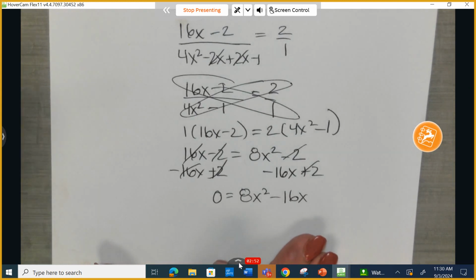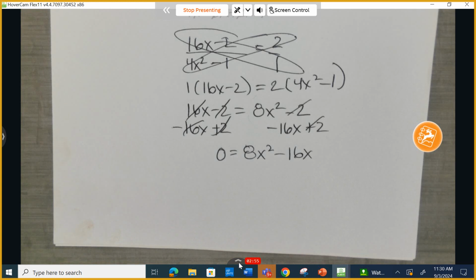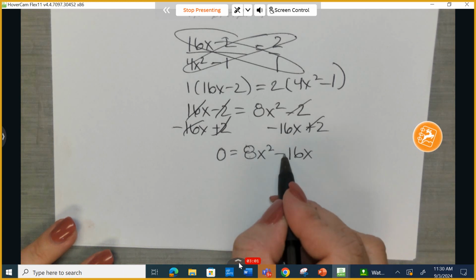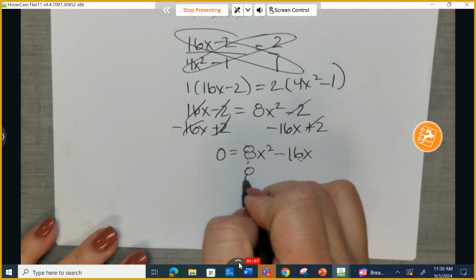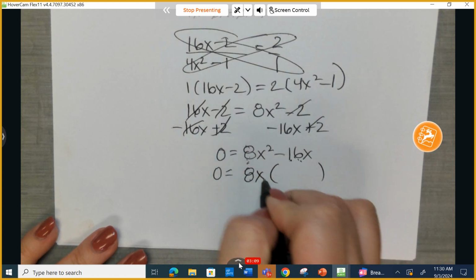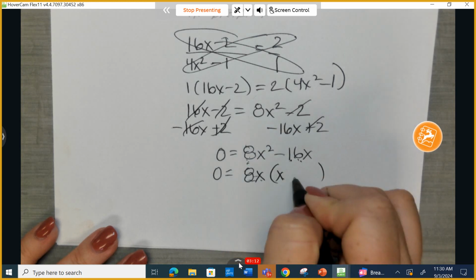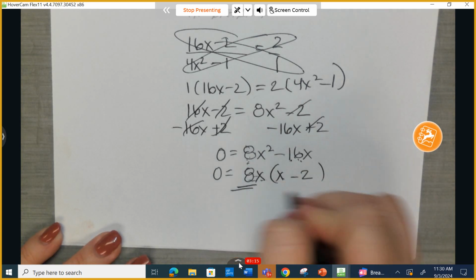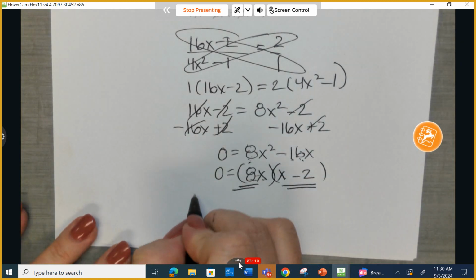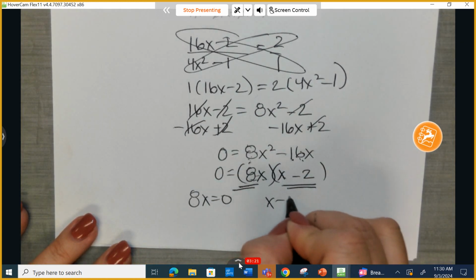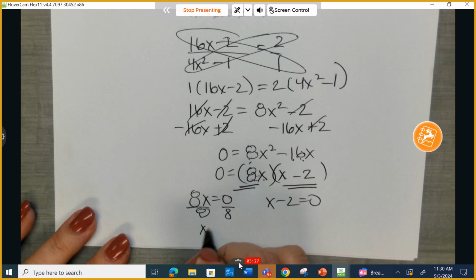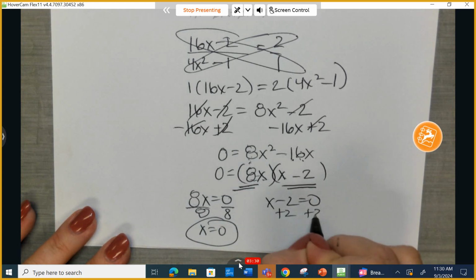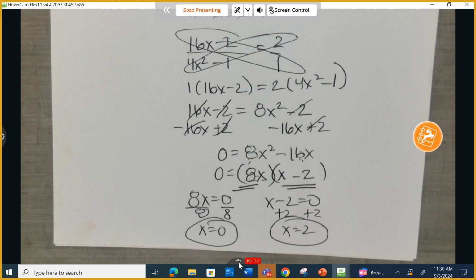This really confuses students. Now, could we factor here and solve? I think we can. Could we use the quadratic formula if we were confused? We could. So let's talk about factoring this. What's the most you can take out of both these terms? What can you factor out of both these terms? 8. What else? X. 8x times x is 8x squared. 8x times negative 2 is negative 16. I'm going to take each one of these factors and set it equal to 0 right now, and I'm going to solve. 0 divided by any value is 0. So I believe the answers are 0 and 2.